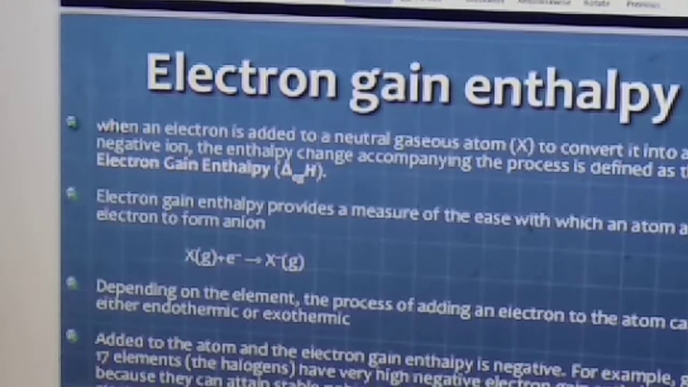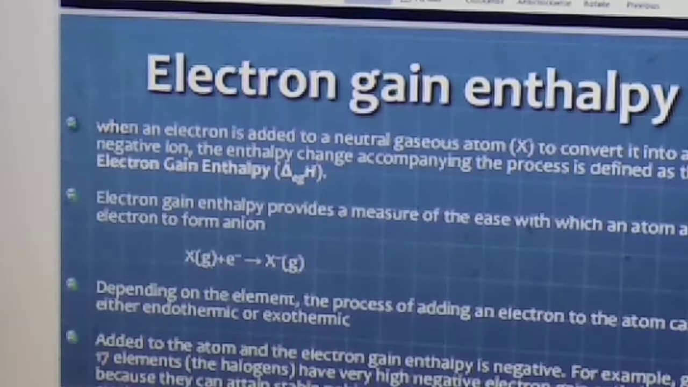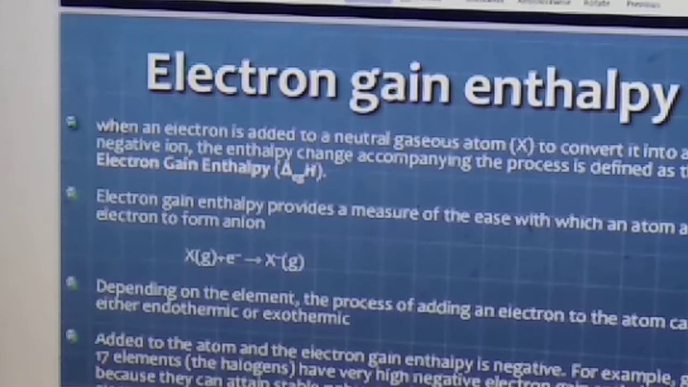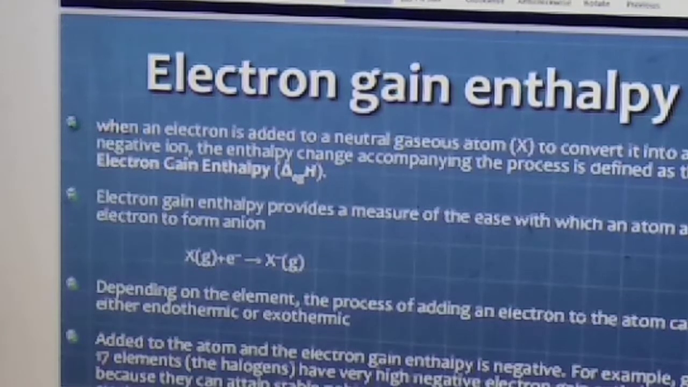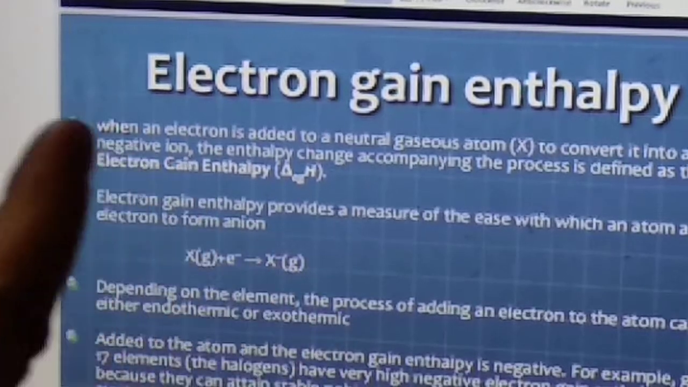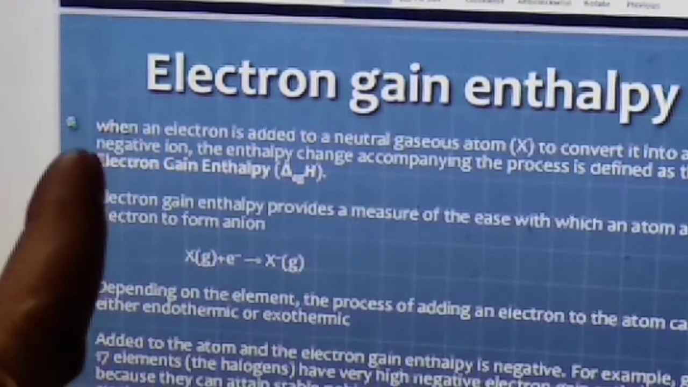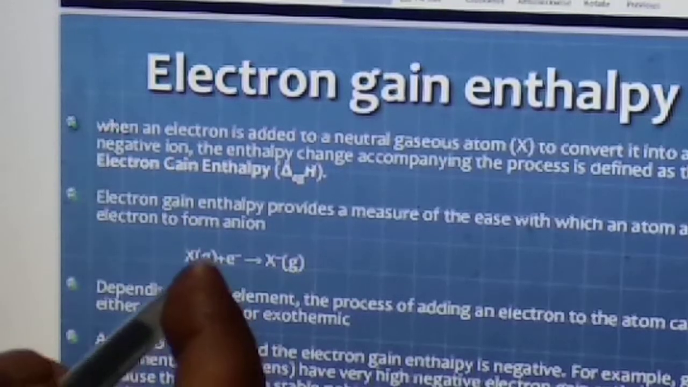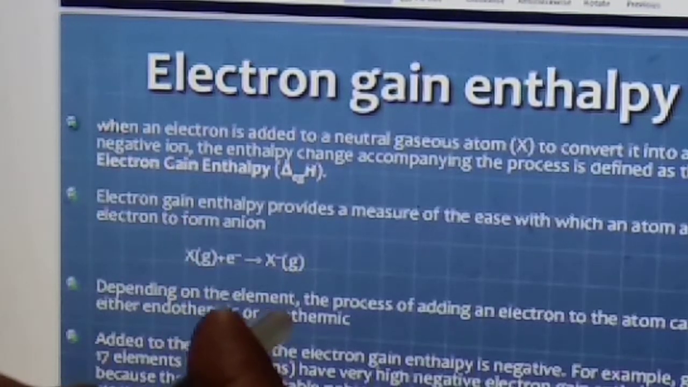When an electron is added and an anion is formed, as for example oxygen accepts an electron and forms O⁻, energy is released. When a gaseous atom has a greater tendency to accept electrons to achieve the electronic configuration of an inert gas or a stable electronic configuration, then it will release energy. Then it will be an exothermic reaction.